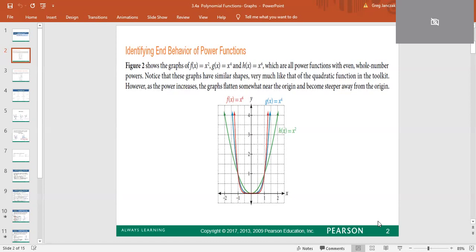X to the fourth, that's the blue one, widens out further on the bottom and narrows as you go towards the top. So there are similarities, but also differences, mainly near the vertex, which tends to widen out as the exponent gets larger.